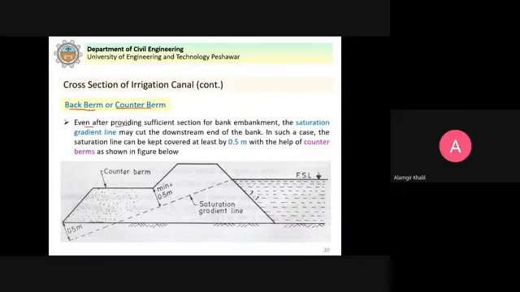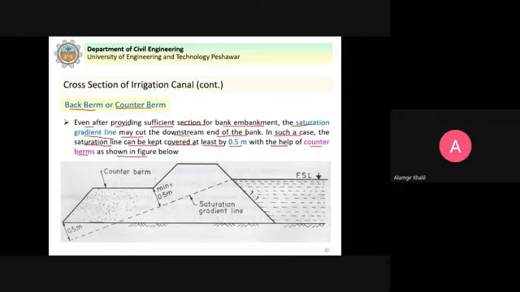Even after providing sufficient section for bank embankment, the saturation gradient line may cut the downstream end of the bank. In such a case, the saturation line can be kept covered at least by 0.5 meter with the help of counter berms, as shown in the figure.